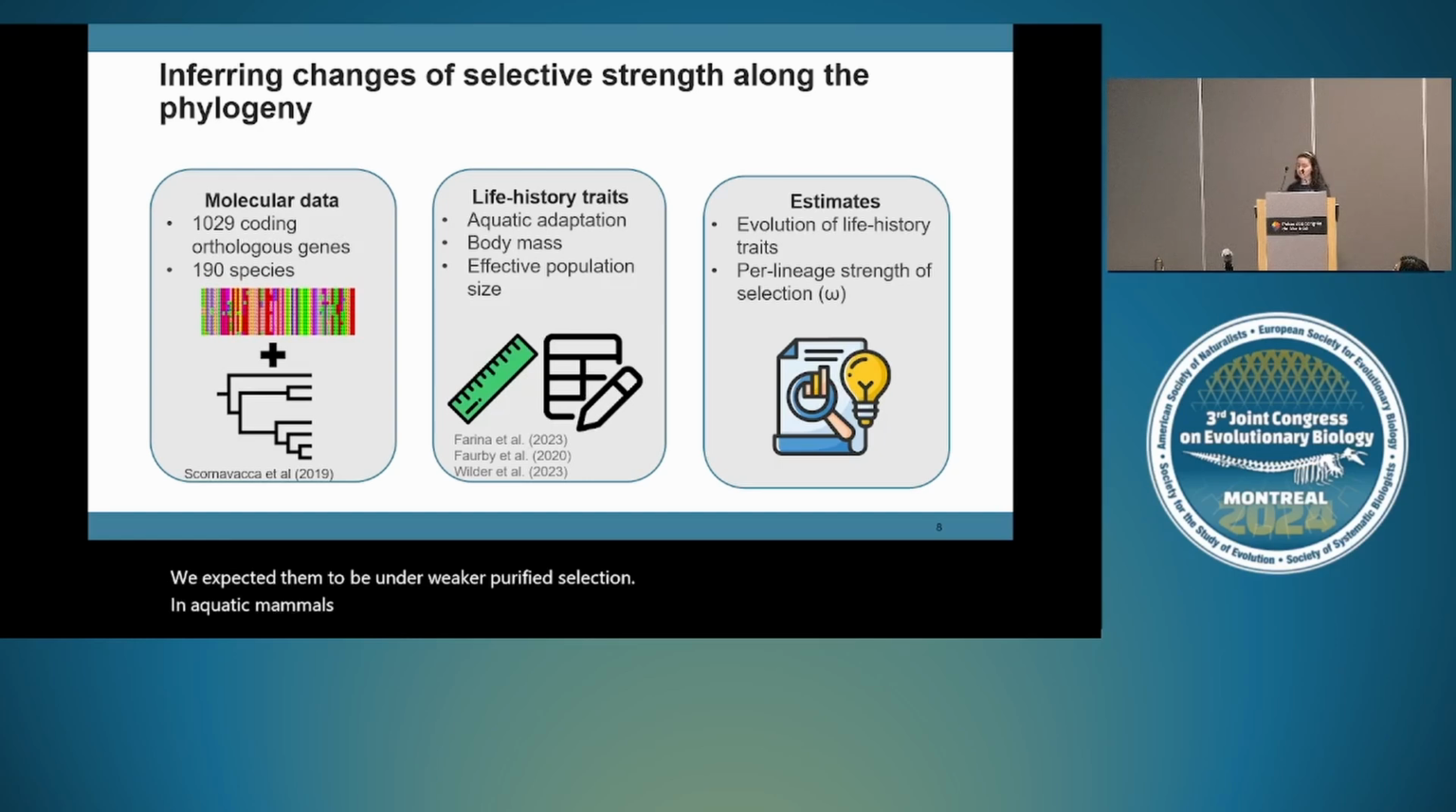As life history traits, we included aquatic adaptation, and I'm going to talk about this in the next slide. But we also account for body size, because it's a fundamental trait for organisms in general, and it can be a proxy for different physiological and ecological traits as well. And we also account for effective population size. As I said before, the program always estimates evolution of life history traits and per lineage strength of selection, or omega.